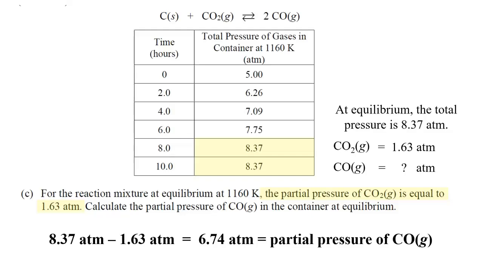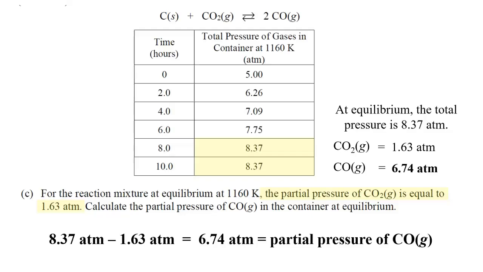That's what we're going to go ahead and do in this problem. 8.37 atmospheres, the total pressure, minus the partial pressure of carbon dioxide, 1.63. That difference gives us a value of 6.74. So 6.74 atmospheres, that is the partial pressure of carbon monoxide in the container at equilibrium.